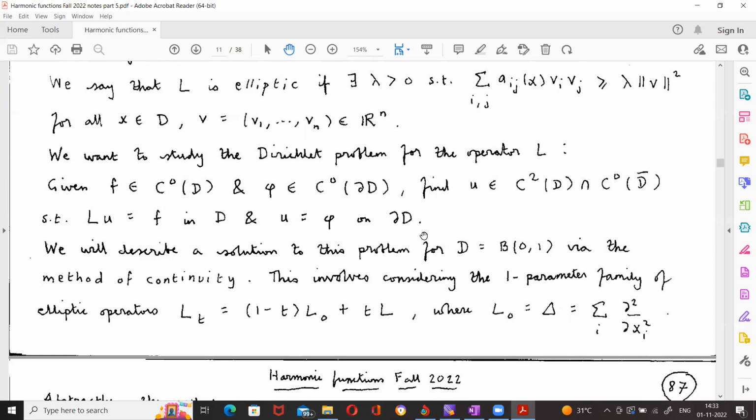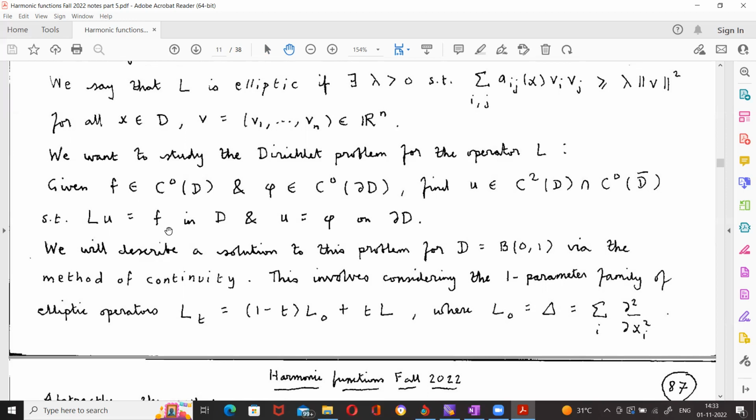So we are going to describe a solution to this problem for the unit ball. For the unit ball, we've already solved this problem when L is equal to the Euclidean Laplacian, and f is bounded and locally Holder continuous. Those were the assumptions we needed. Then we've solved this problem for the Euclidean Laplacian.